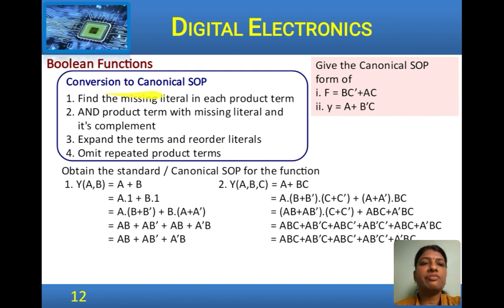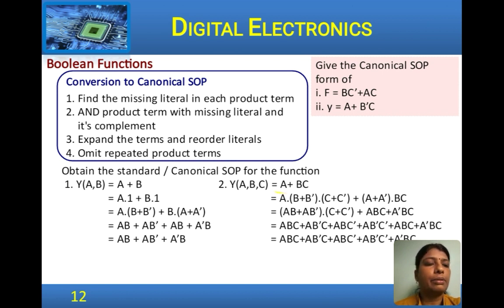Moving on to the steps for conversion of sum of products to canonical or standard sum of products. First, find the missing literal in each product term. Then AND the product term with the missing literal and its complement. Expand the terms and reorder the literals. Omit the repeated product terms and we get the standard or canonical sum of products.